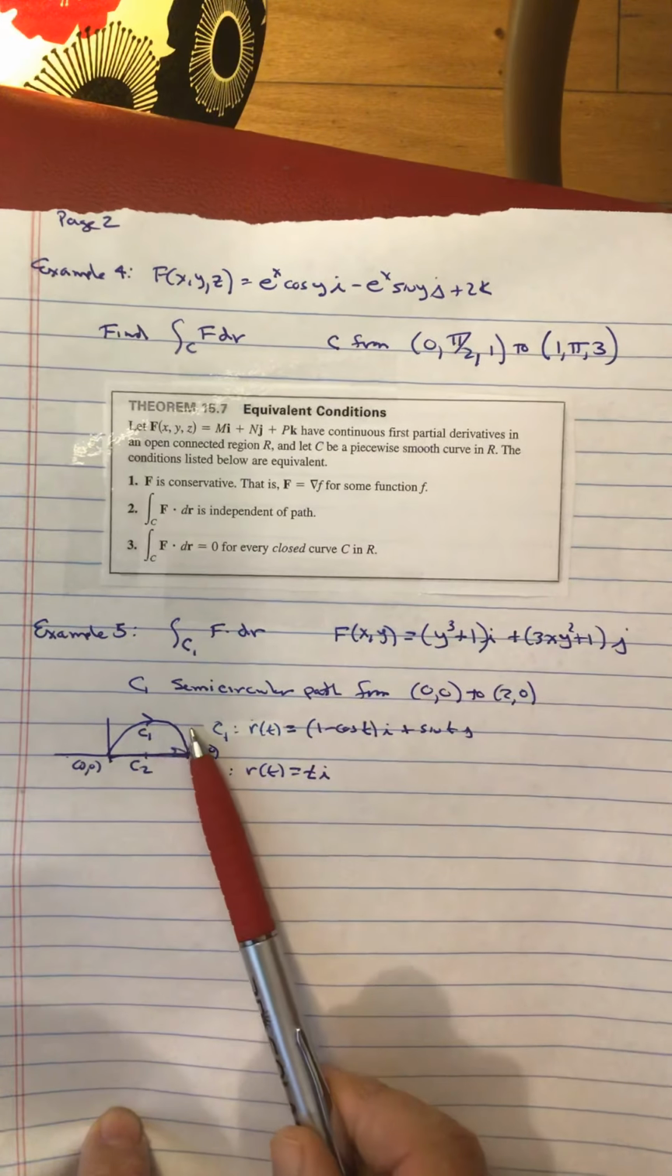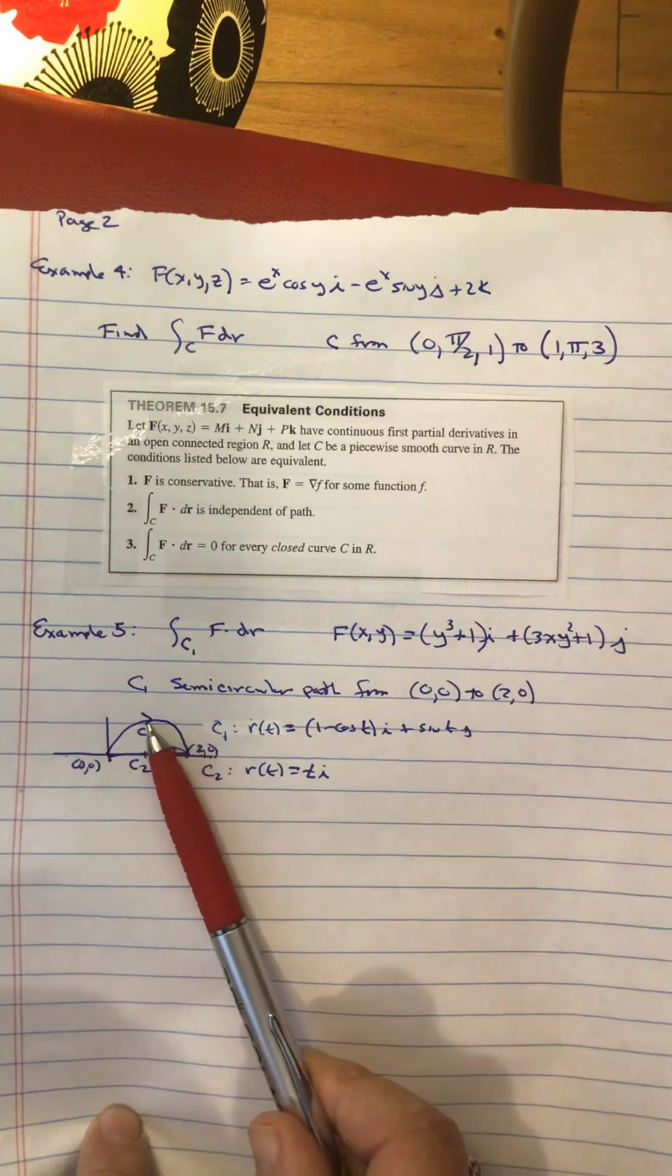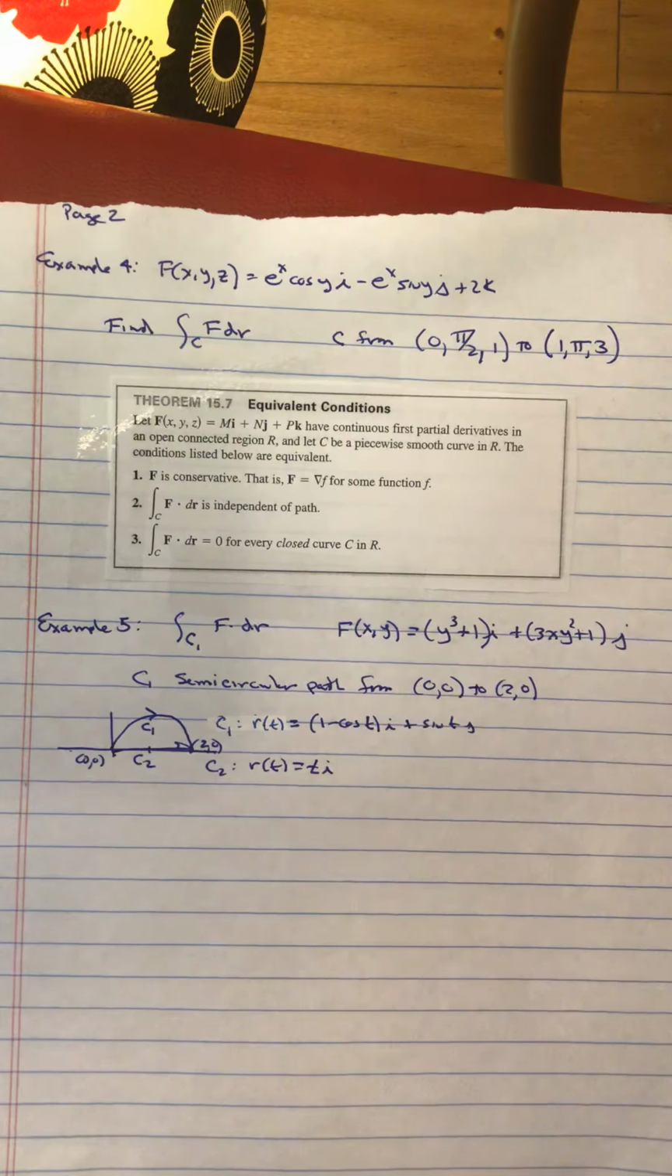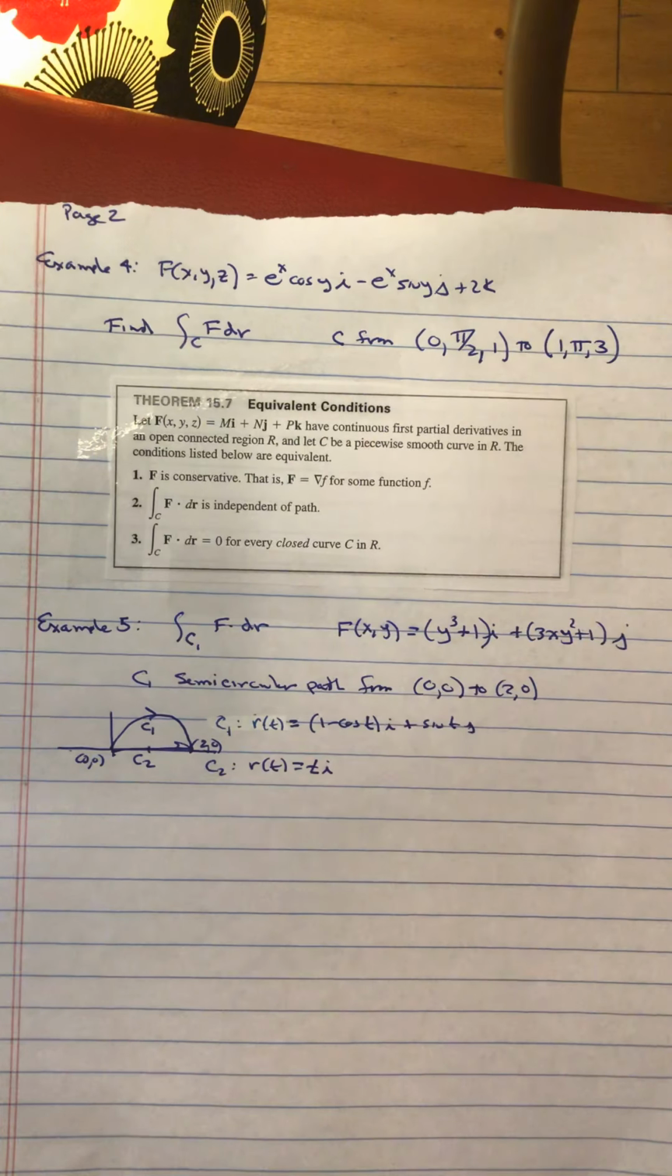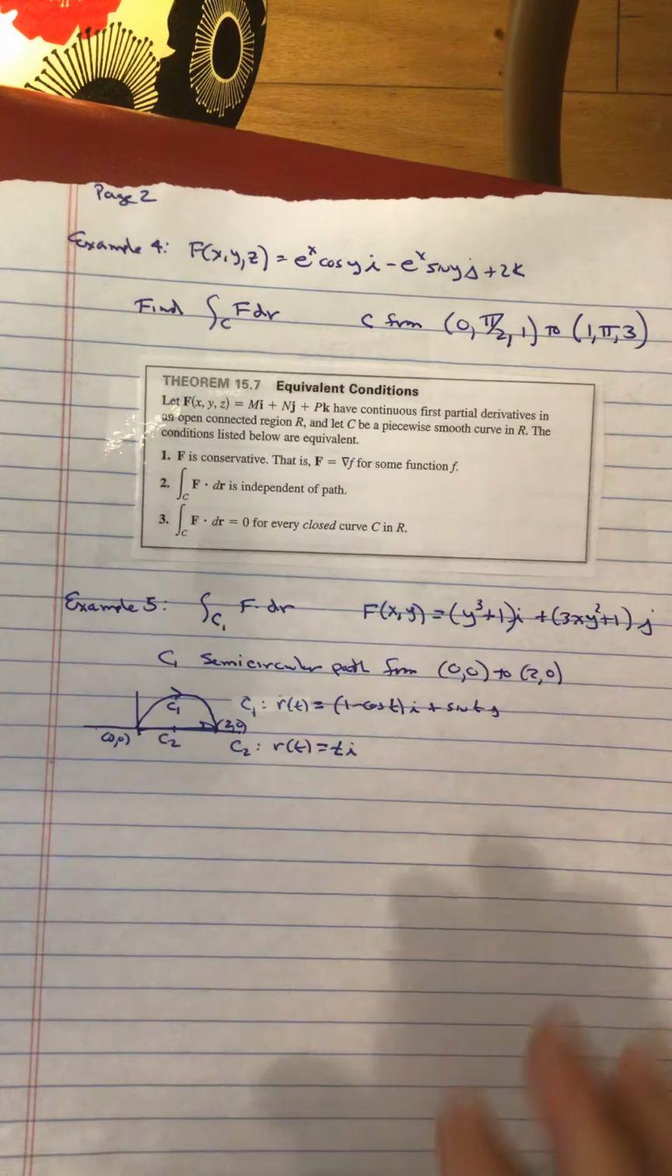Down here, here's a closed curve, and I can figure out what the value is by substituting in and doing the work. So that is conservative vector fields.